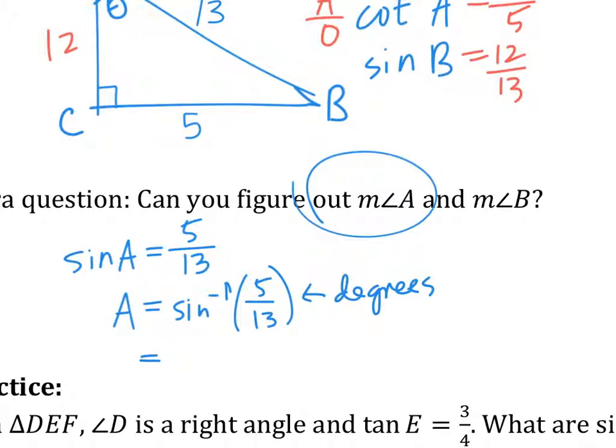23.6? 2.6. No, you have to be in degrees. Oh, I'm sorry, 22.6. Okay. Now, are there two angles?